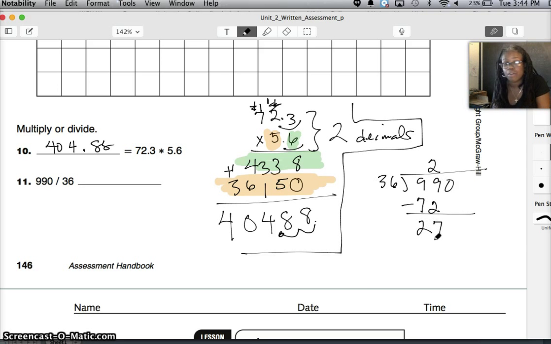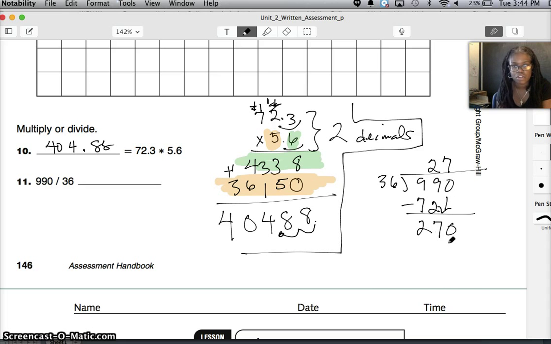Since 36 cannot go into 27, I know I did the very best I could with the 2 because there's not another 36 that can go into there. And the next thing I do is I start dropping digits. 36 goes into 270. After doing this and thinking about it, I'd guess 7.